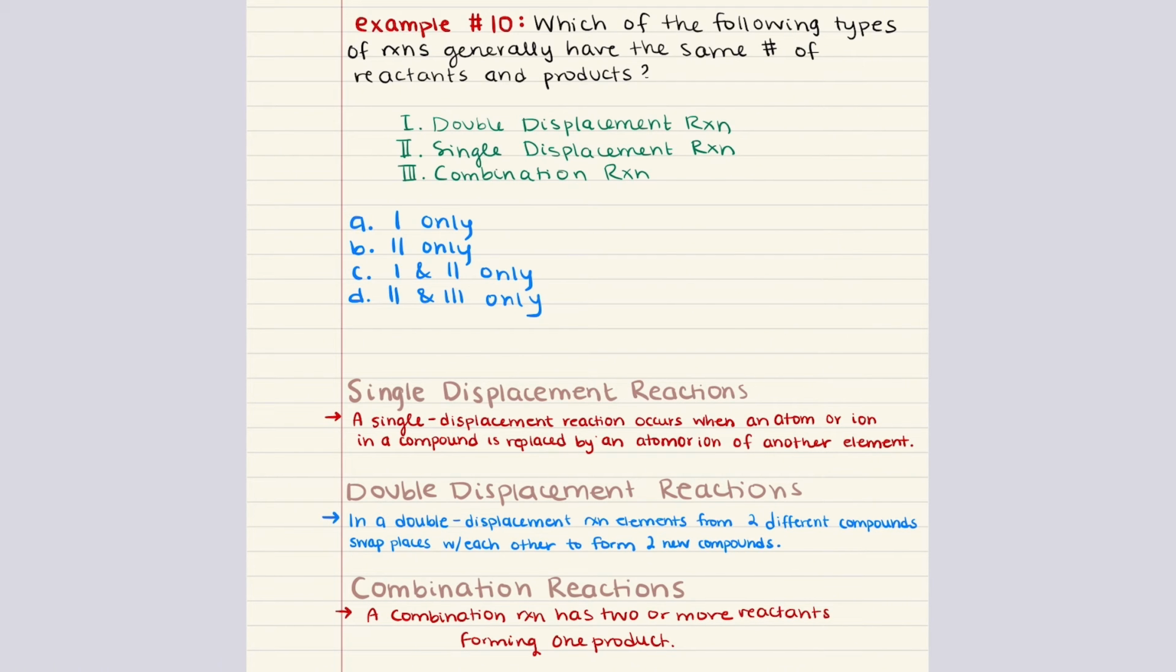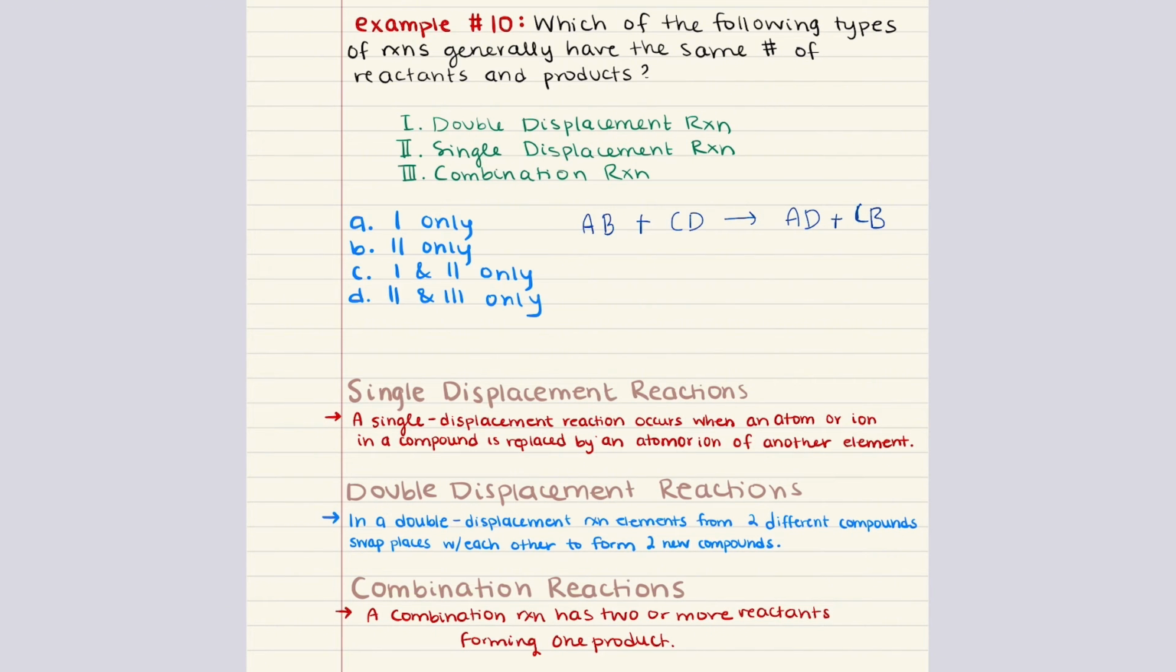Problem 10 says, which of the following types of reactions generally have the same number of reactants and products? Double displacement reactions, single displacement reactions, and combination reactions. So let's talk about the general form for each, starting off with double displacement. In a double displacement reaction, elements from 2 different compounds swap places with each other to form 2 new compounds. And the general form for a double displacement is reactant AB plus reactant CD, give us products AD plus CB.